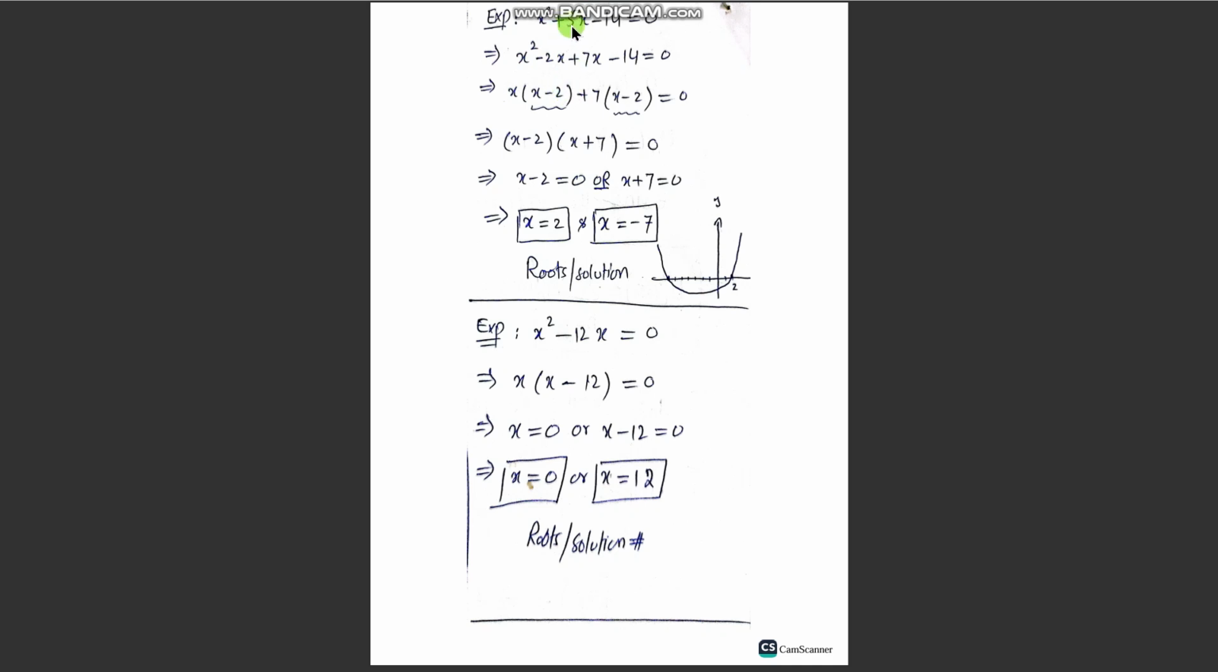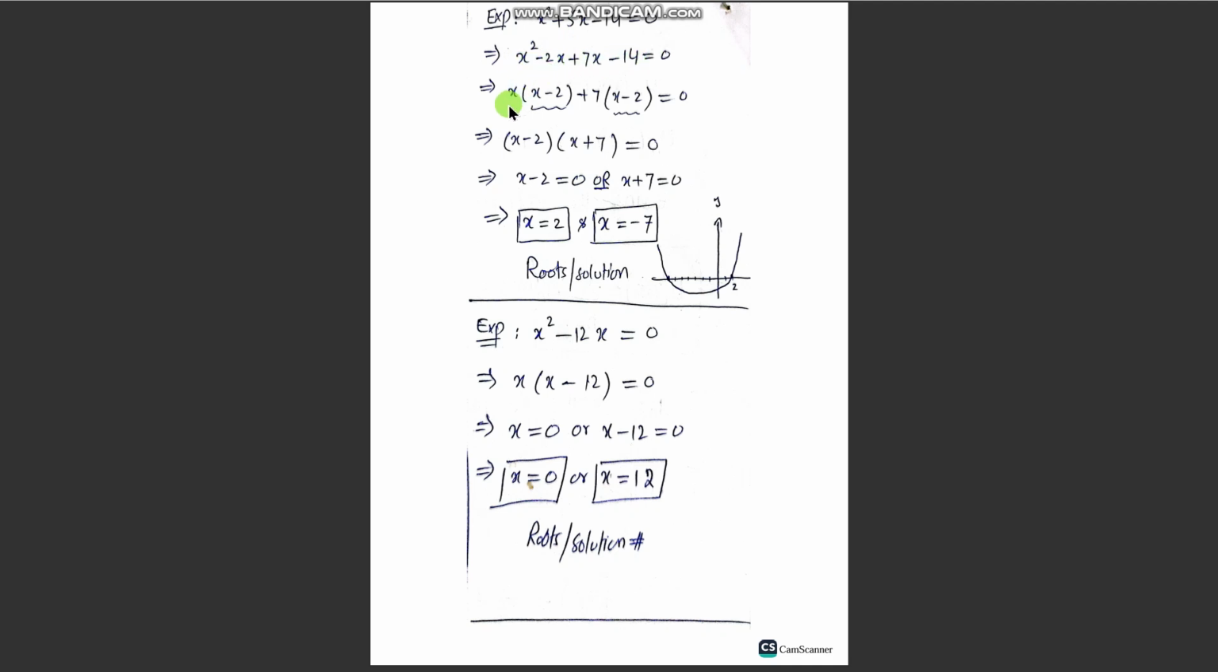So we split this 5 into minus 2 and 7. When we add minus 2 plus 7, we get 5x, and when we multiply minus 2 and 7, we get minus 14, right? So write 5x as x square minus 2x plus 7x minus 14 is equal to 0.